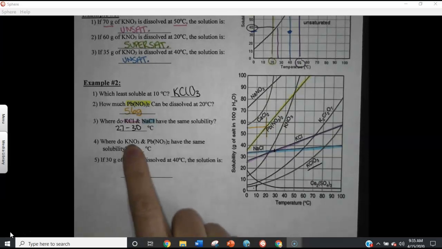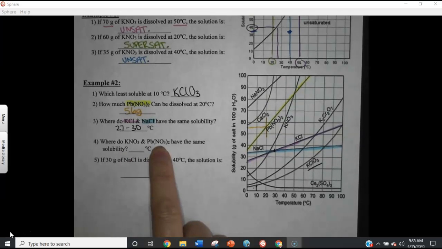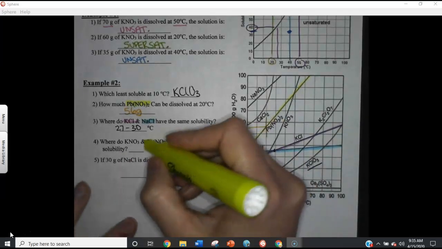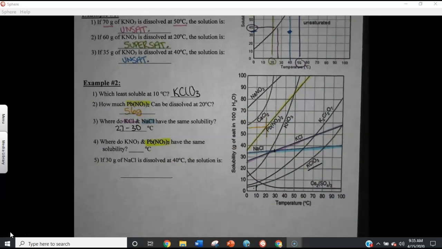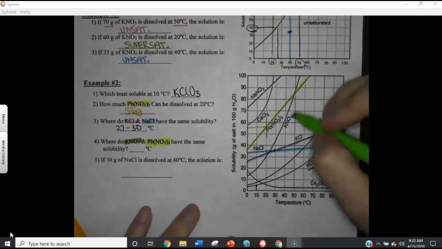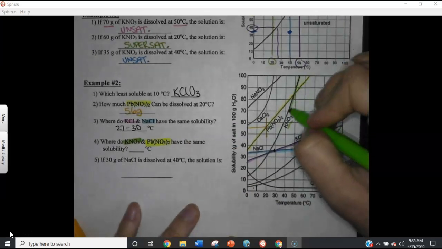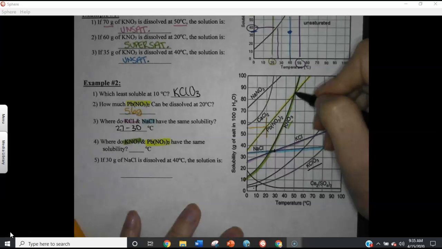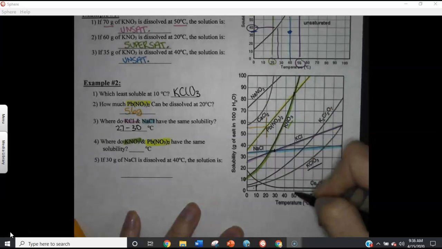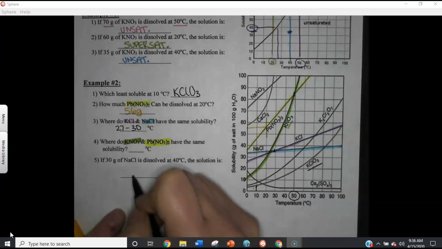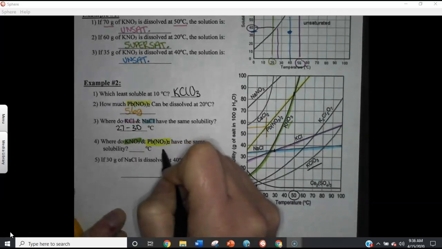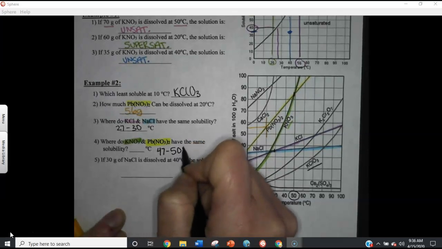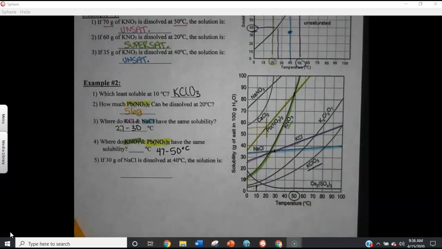Where do potassium nitrate and lead nitrate have the same solubility? So I've already made this one my yellow line. Okay, I'm going to grab green, I guess, for KNO3. We'll find KNO3 on here. Oh, there it is. And it already kind of was green. Where do they have the same solubility? Well, they're intersecting up here. Again, kind of right in front of this line. And that line is equal to 50. So I'd say an acceptable answer range, I'm going to write it to the right-hand side, would be like 47 to 50 degrees Celsius. Any answer in there would look good.